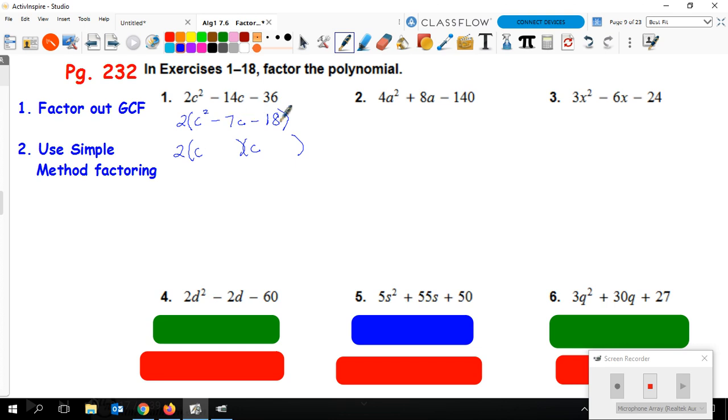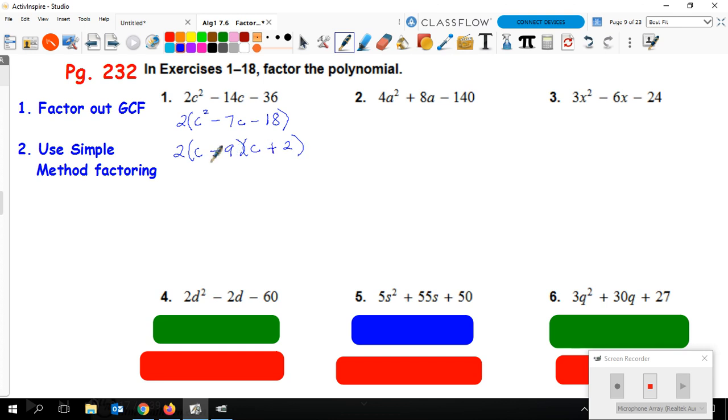So you can think of 6 and 3, but 6 and 3 will not subtract to give you 7. 9 and 2 is also another combination to multiply to give you 18, and they do subtract to give you 7. So 9 and 2, they are going to be different signs since you're subtracting, and the bigger number, 9, is going to get the middle sign. So it's going to be negative for 9 and a positive for 2. So there's your two binomials, C minus 9, C plus 2.